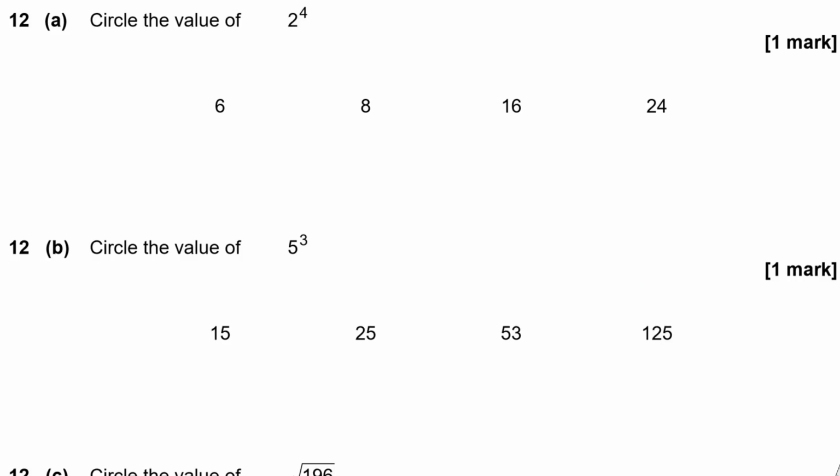Question 12a. Circle the value of 2 to the power of 4. Okay, well 2 to the power of 4 is 2 times 2 times 2 times 2. 2 times 2 is 4, times 2 is 8, times 2 is 16. It's that one there.